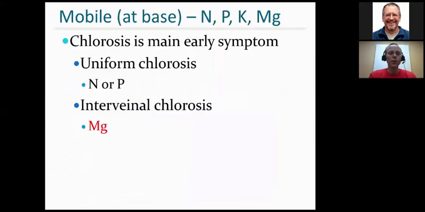Now, we'll go to our next symptom, and we first looked at uniform chlorosis, and that's going to be nitrogen or phosphorus. If we see interveinal chlorosis at the bottom of the plant, our life really got easy. It's magnesium. There's no other symptom that shows up. There's no other element that shows symptoms on the lower leaves and has interveinal chlorosis.